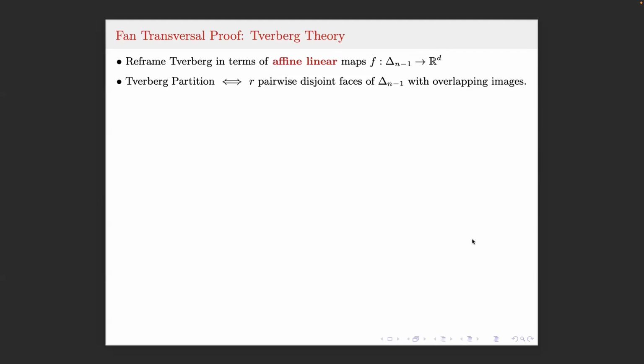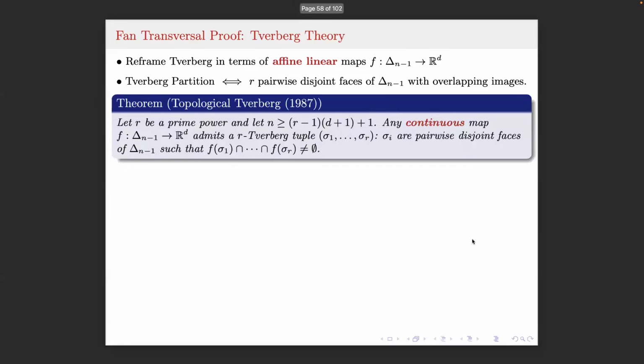And with that view, you can ask, well, can you extend Tverberg's theorem from affine linear maps to just arbitrary continuous maps? And the answer is generally no, but it is true when R is a prime power. And that's been known since 1987. And counterexamples to this were given in 2015. It's a nice history of things. I don't want to really get into it right now.